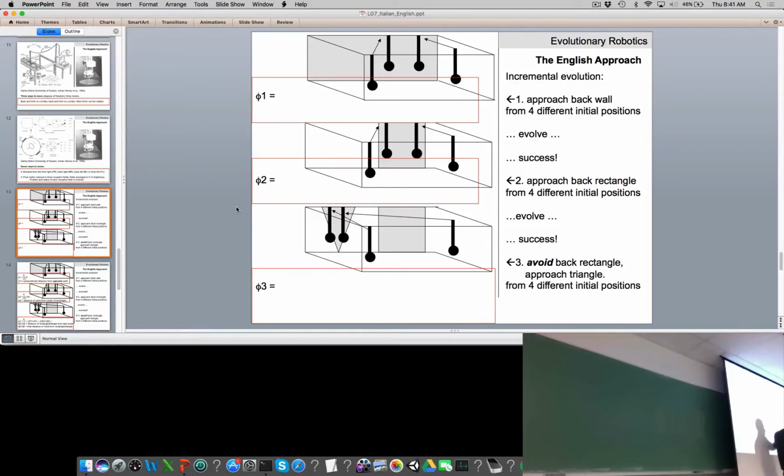Okay, so we do that for fitness function 2, and now fitness function 3 is going to be for each of the 4 evaluations of a single neural network. We're going to place either a triangle on the back left and a rectangle on the back right, or a triangle on the back right and a rectangle on the back left. Could be either. And the robot, depending on where it starts, has to go away from the rectangle and towards the triangle. What might be the fitness function now? The distance between the triangle is reward. Yep. And the rectangle is penalty.